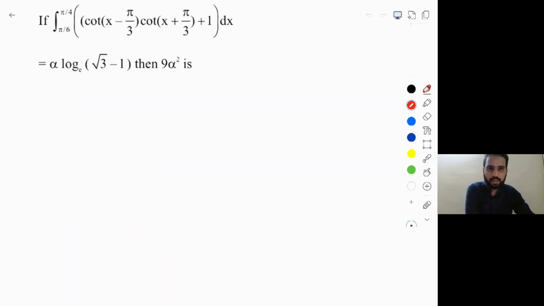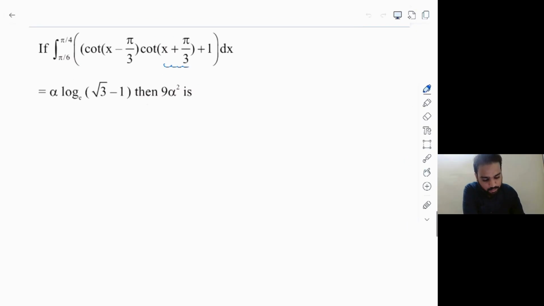This is not a difficult question, but definitely some students might have struggled to get the proper idea for this one. Definitely this kind of ideas will be important for upcoming BITSAT and also Advanced. So the main thing you need to notice here is, if I take angle A as x plus pi by 3 and angle B as x minus pi by 3, then A minus B is pi by 3 plus pi by 3, which is 2 pi by 3.